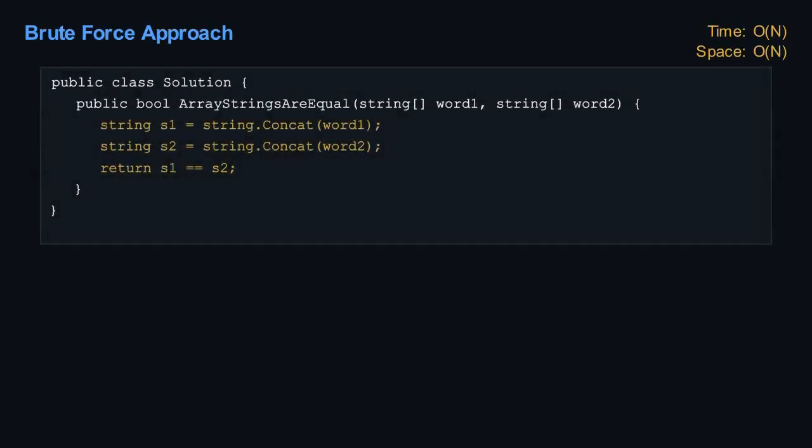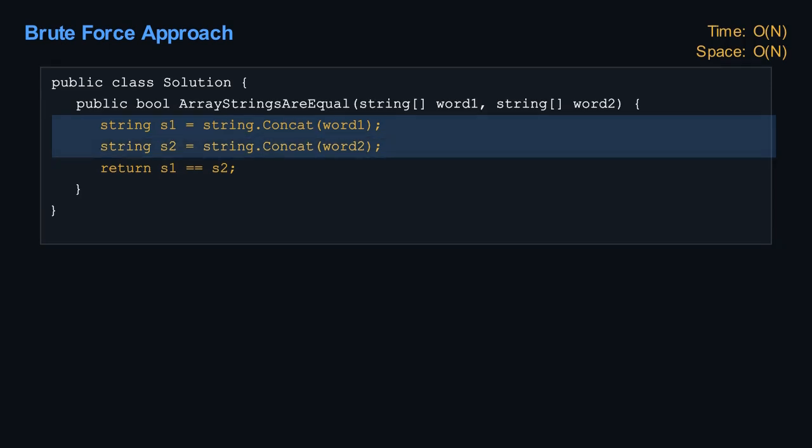The most straightforward approach is to simply concatenate all strings in word1 into a single string, do the same for word2, and then compare the two resulting strings. This works correctly. However, it's not ideal for memory. If the input arrays contain many long strings, creating these two new, potentially very long strings consumes significant auxiliary space. This gives us a time complexity of O(n), where n is the total number of characters, and also O(n) space complexity for storing the concatenated strings.